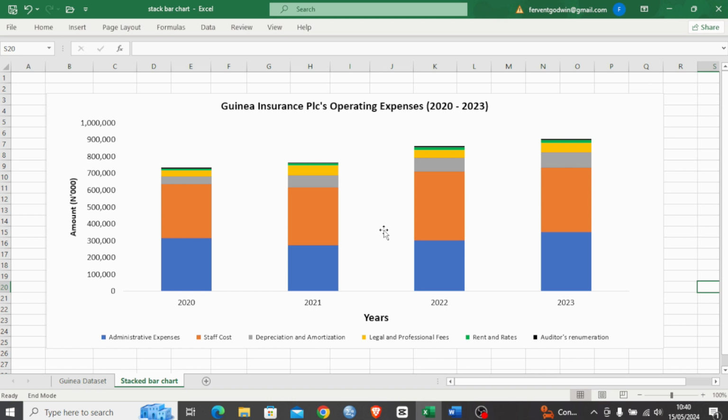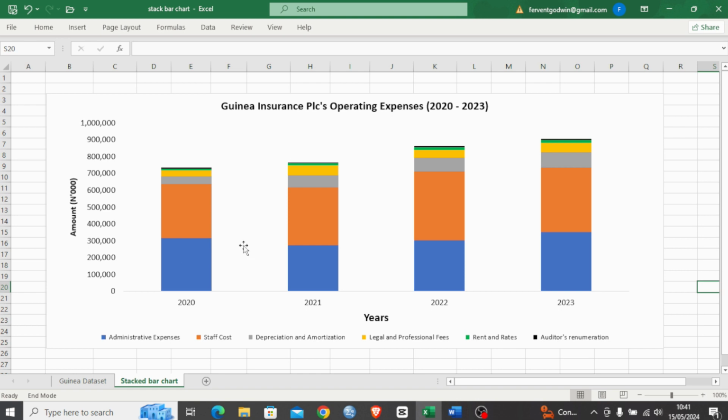Well, and also Guinea Insurance PLC is an age-old firm that has been in existence since as far back as 1948. So I think it's a big name in the insurance industry. So we are observing the operating expenses, how it has moved from 2020 to 2023.